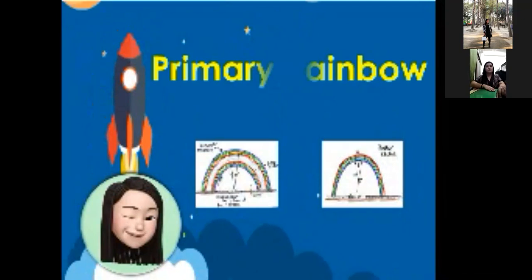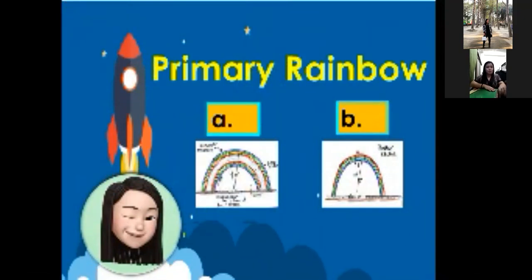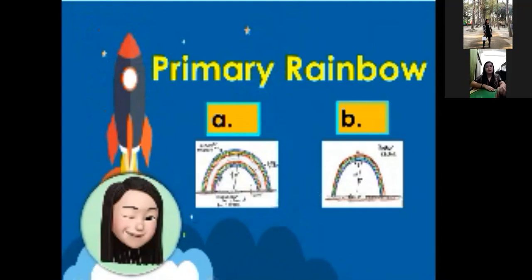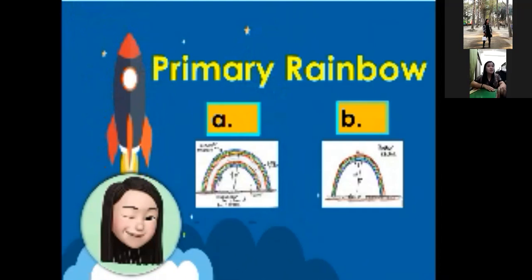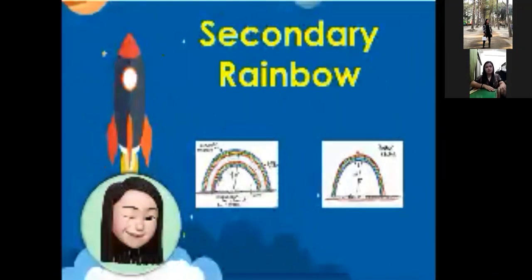Next, number 3. Which is a primary rainbow? Look at the picture closely. There is a clue in the picture. Is it A or B? 5, 4, 3, 2, 1. The correct answer is letter B.